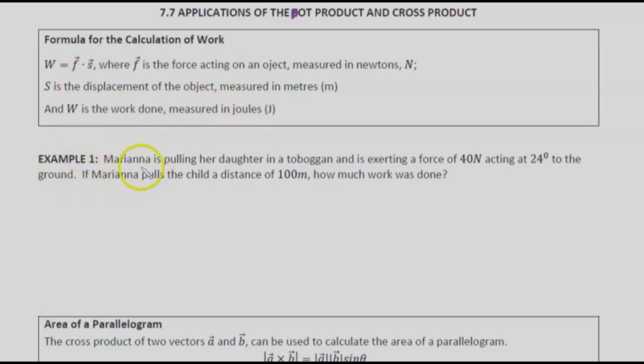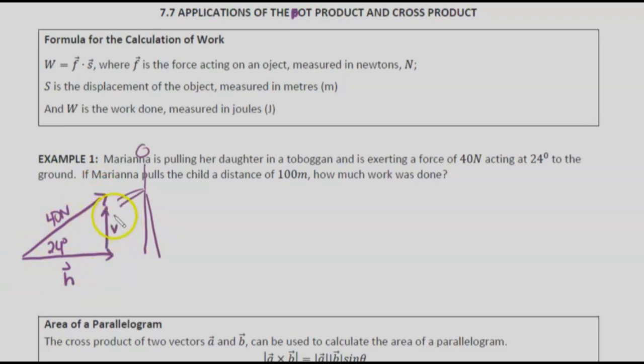Example 1. Mariana is pulling her daughter in a toboggan and exerting a force of 40 newtons, acting at an angle of 24 degrees to the ground. So let's draw the ground. Let's draw her pulling the toboggan, so she'd probably be pulling it like this. The force is going to be 40 newtons, and it acts at 24 degrees. Remember, this is the horizontal component, this is the actual resultant, and then this is the vertical component.